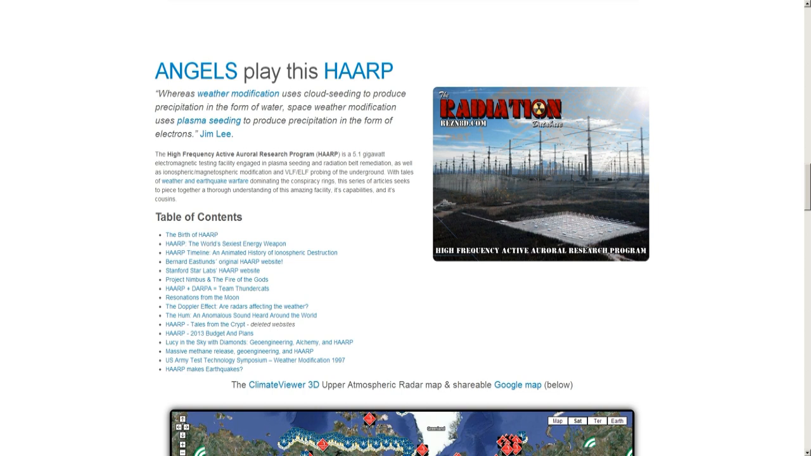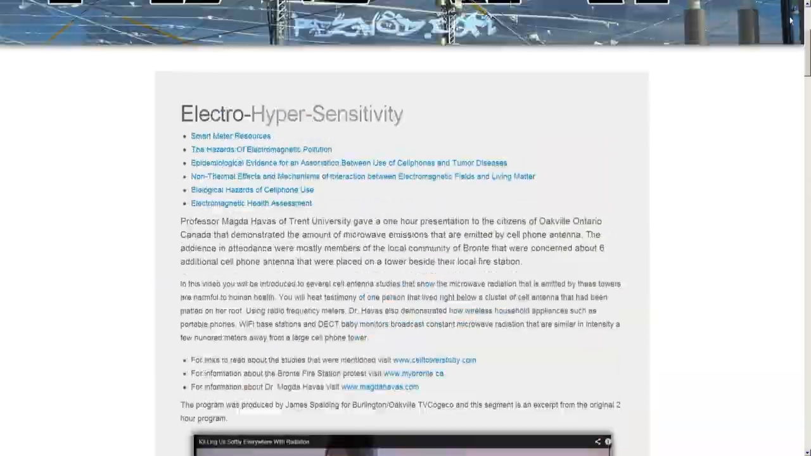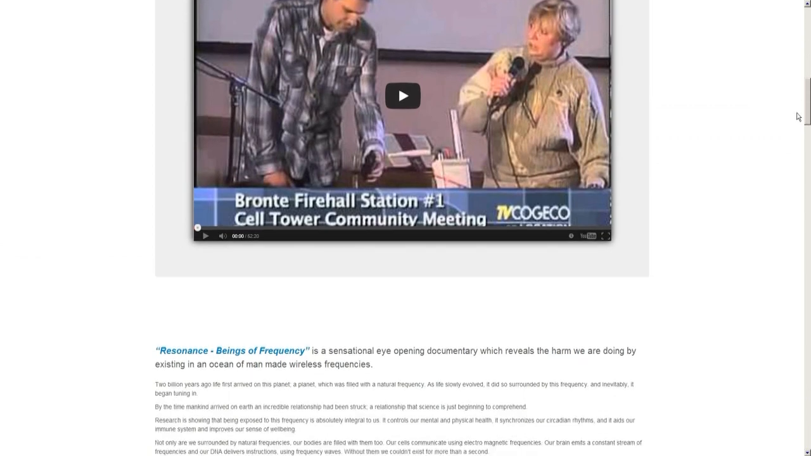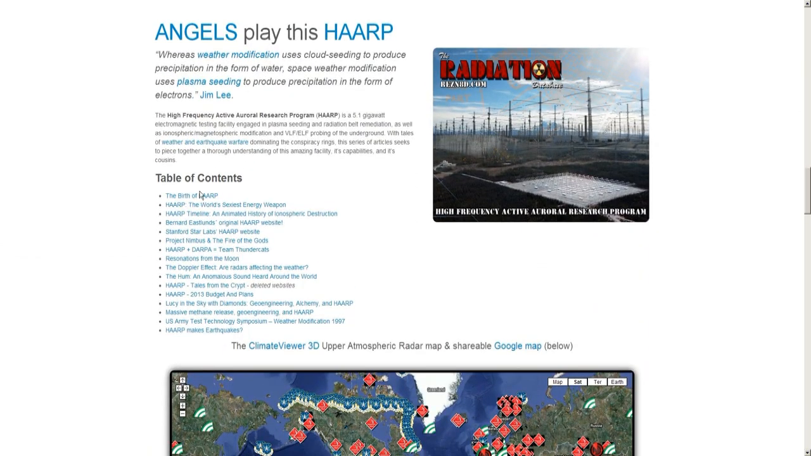I'm over here on resonated.com. That is the radiation database you can see right here. So just scroll down to HAARP, Angels Play This HAARP, and you're going to see a table of contents. Now, these articles have taken me the last 2 years to put together. It's a lot of research. Some of it's very complicated. I don't expect everybody to understand it, and most people will not care, to be honest with you.